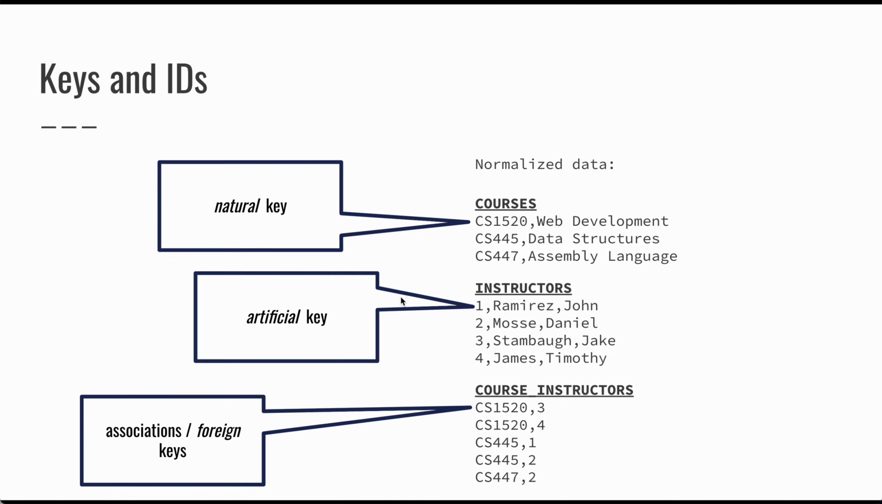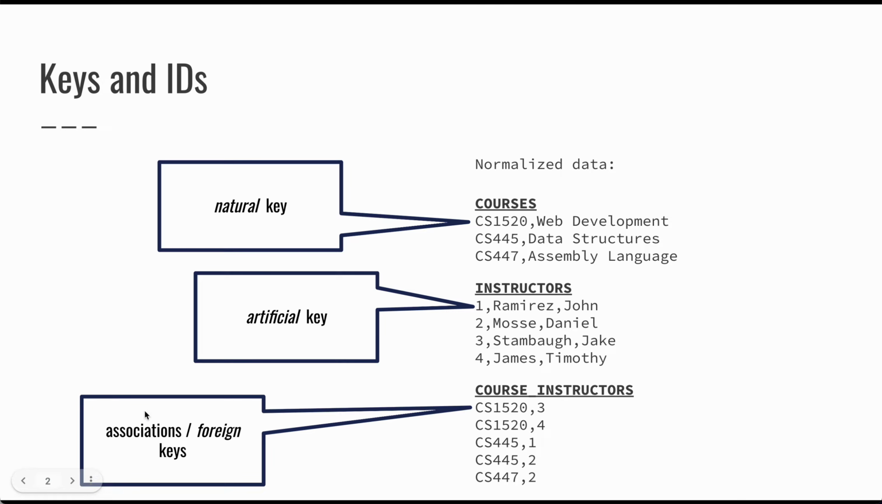Whereas an artificial key often is just a number or a large ID, or maybe a globally unique identifier that really only has meaning in the context of the database or the data storage mechanism. So in this case, we could just auto number each instructor with 1, 2, 3, 4, but this number doesn't really have any meaning outside of the database. It's only used to identify this particular record or this entity to other tables.